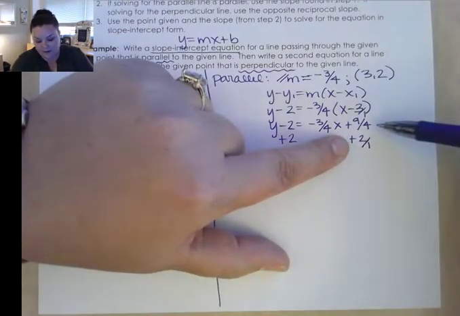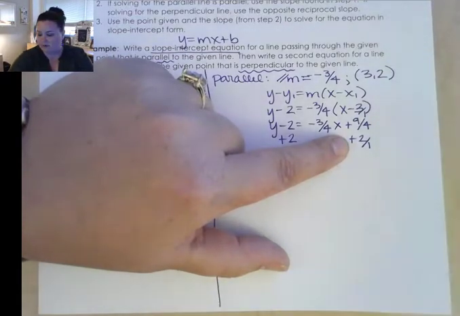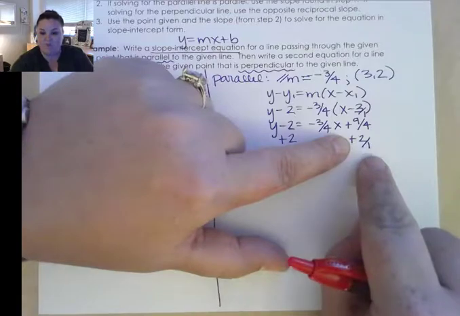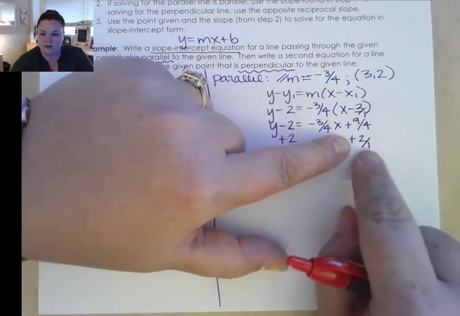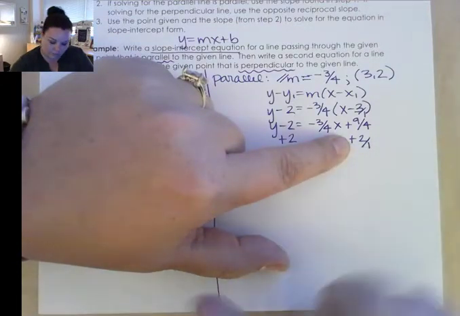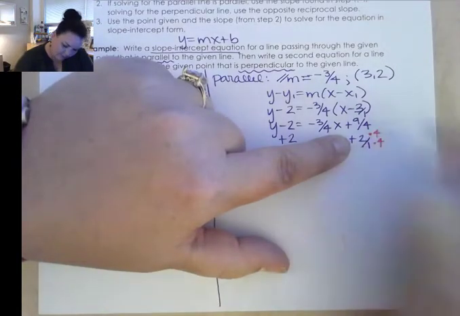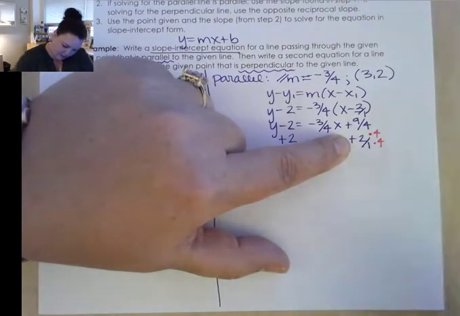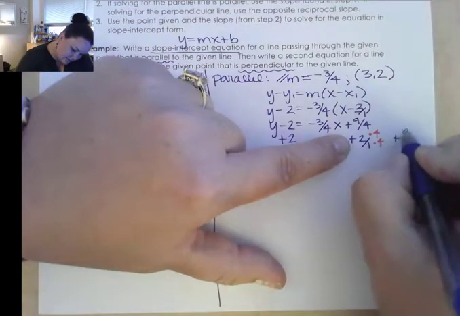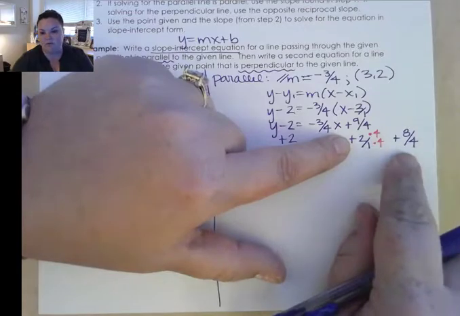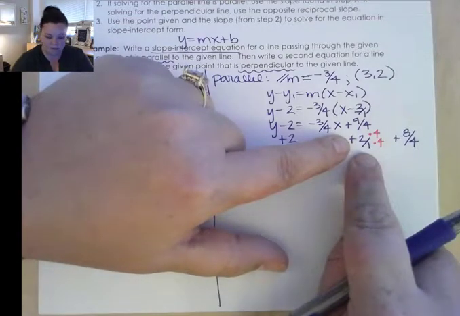So if I want to combine these, I need them to have the same denominator. And the least common denominator between the two would be 4, right? So if I want to write 2/1 as something over 4, I would have to multiply on top and bottom by 4, right? So I can say this is the same thing as a positive 8/4. You agree, right? Because if I were to reduce 8/4, I would get back to 2.